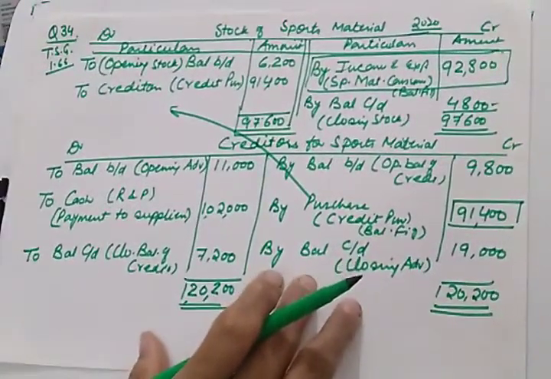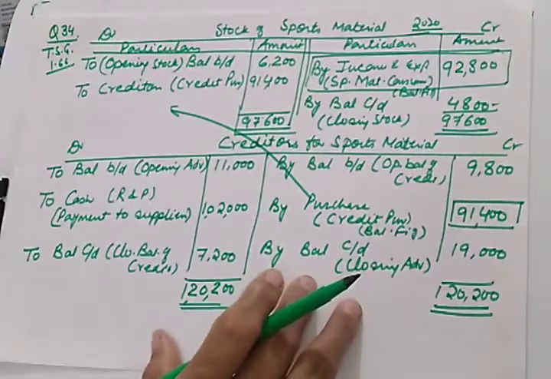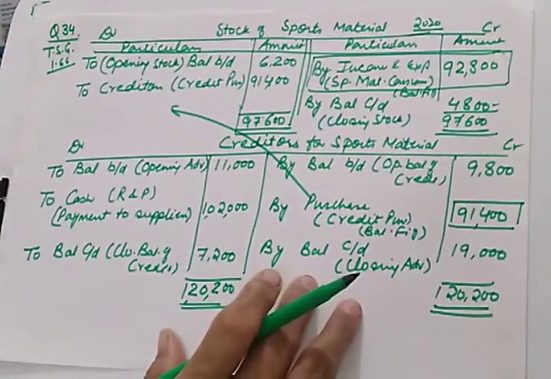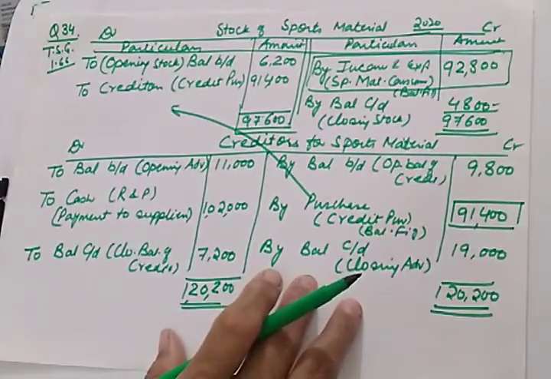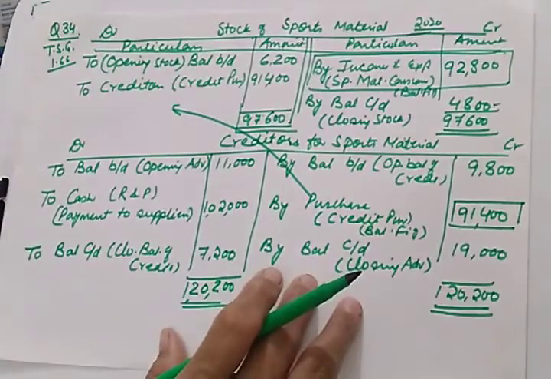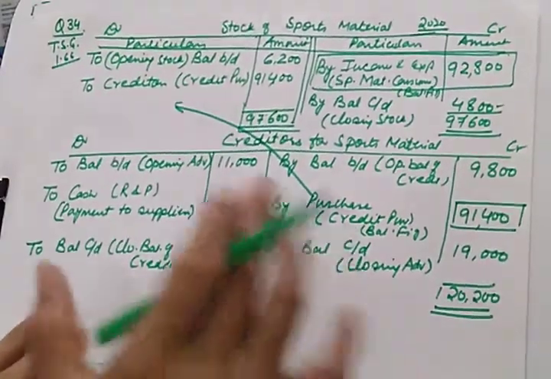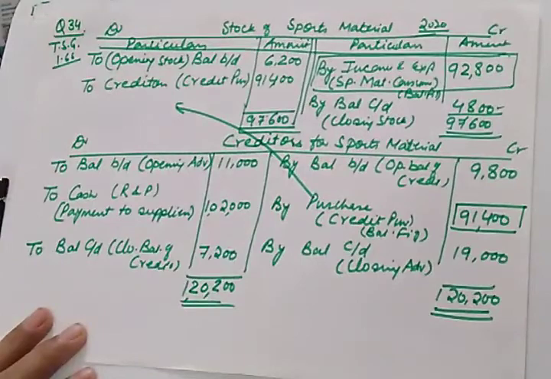So we'll be doing a few more numericals, because in the next class we'll be dealing with what if sale of sports material is given to you at profit, then how to deal with that, how to calculate material consumed in that case.